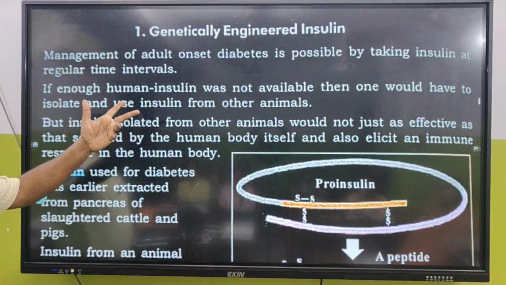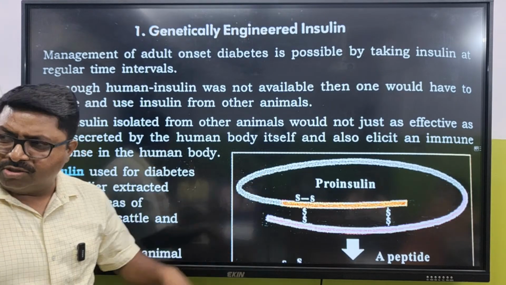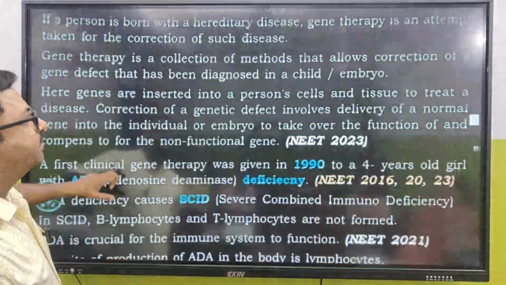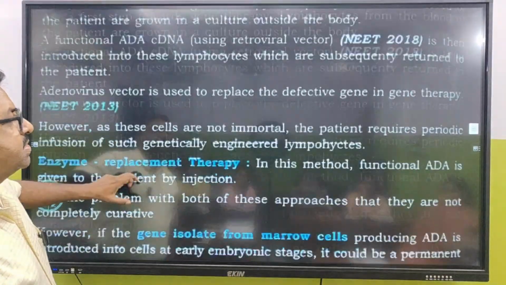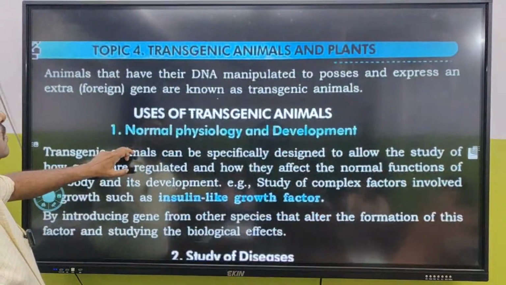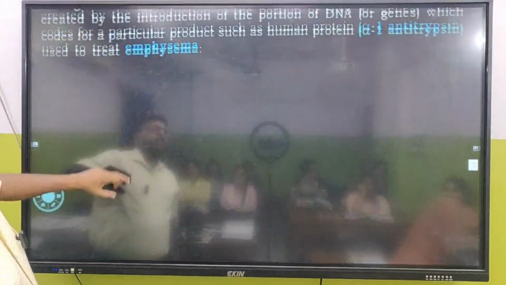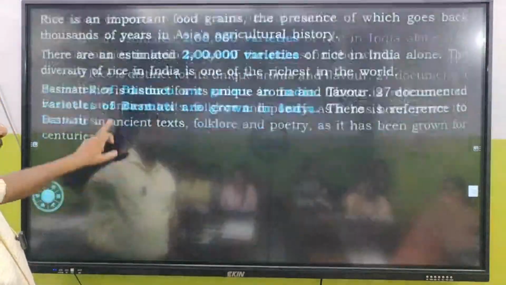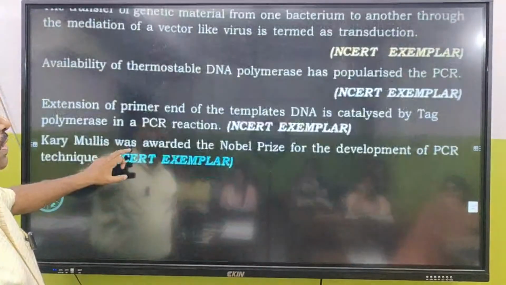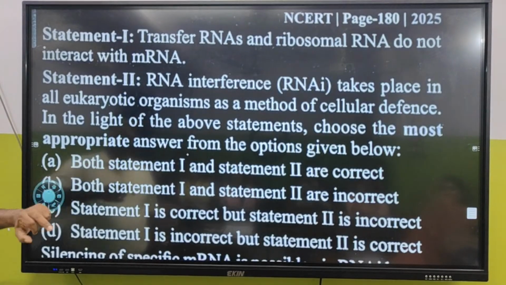So genetically engineered insulin. I'm going to do that first and then solve some questions, or solve first? Solve some questions. Okay, no issues. Yes, solve some questions. Ethical issues. Now we are going to get questions. Yes, try with this. What is this?